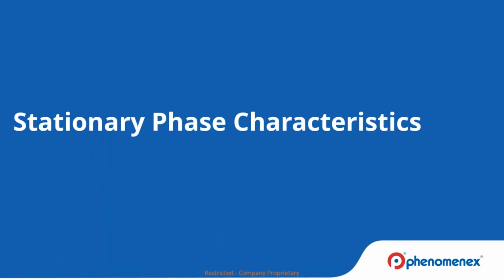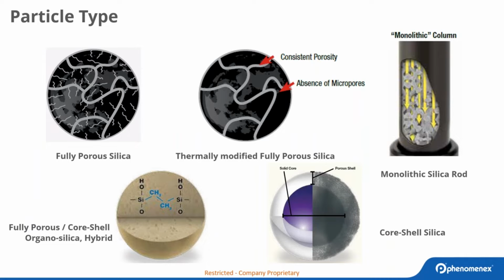Now we'll move on into phase characteristics, stationary phase characteristics. The first thing that we're going to be talking about is particle type. There are mainly 4 to 5 different types of particles based on the backbone of the stationary phase. We're going to be mainly talking about silica-based particles and silica-based media here, not polymeric, although that is an option. There are other different particle types or media types.